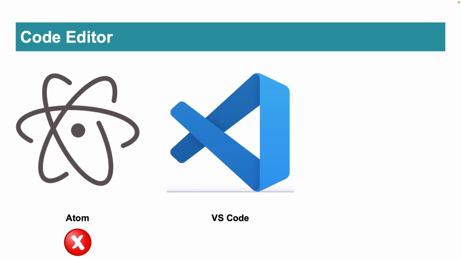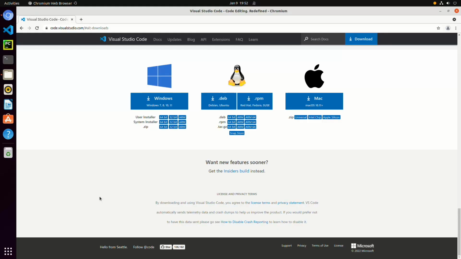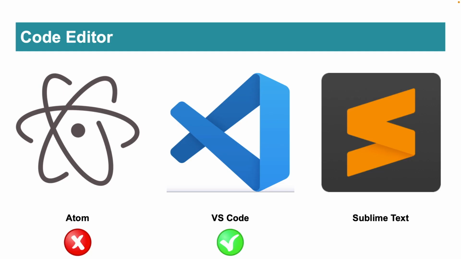So with Atom out of the way, I checked VS Code. Thankfully, it can run on ARM. We just need to download the appropriate ARM64 file and install it using the software installer. I was also able to install Sublime Text using Snap. With a couple of code editors installed, I started developing the Django app.